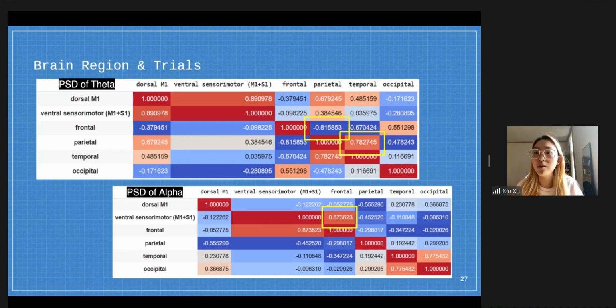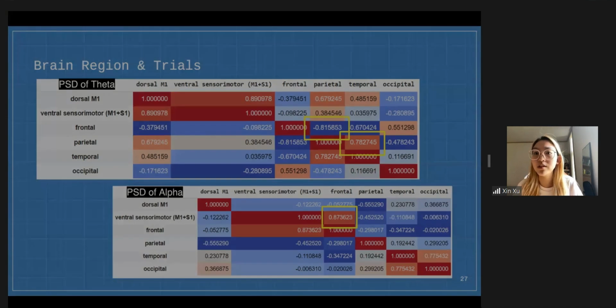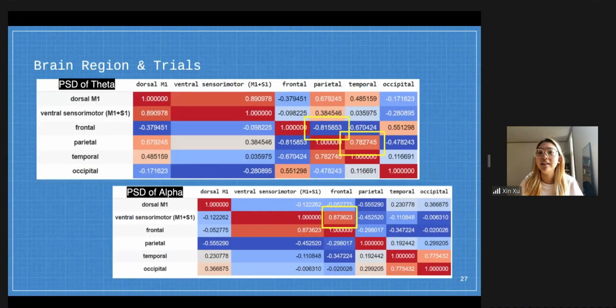And in the alpha band, the highest correlation happens in the frontal and ventral sensory motor areas. So what we could dig into in the future is the parietal-frontal area connectivity, temporal-parietal, and frontal and ventral sensory motor.